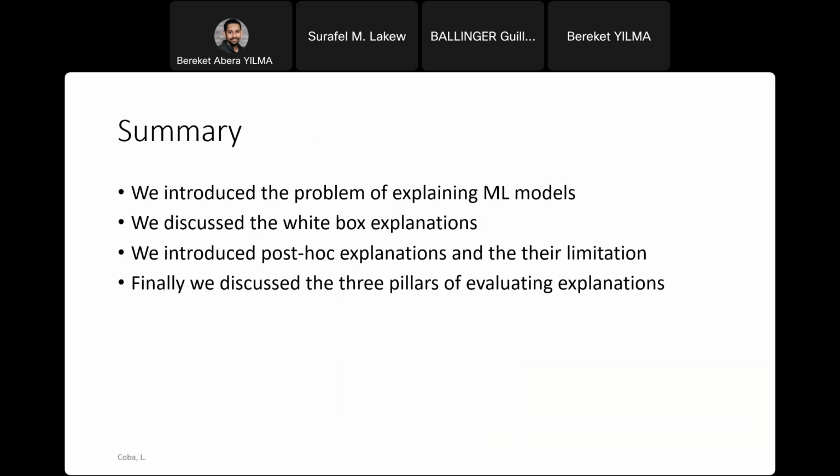So to conclude, we walked through the problems of explaining machine learning models. We walked through white box models. We introduced post-hoc models and their limitations, and we saw the 3 pillars of evaluating explanations. And I'm open to any questions.